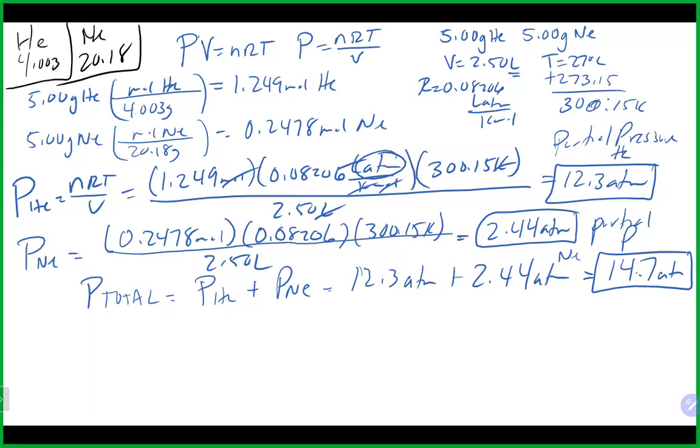By the way, which one is contributing most of the pressure in this case? It's the helium, way more pressure. Any ideas why that is? It's because helium is lighter, yeah. Helium is much lighter than neon, which means it has a higher velocity. It's flying around a lot faster, causing more collisions and contributing more to the pressure than the heavier, slower moving neon in this case. Any questions on that one there?